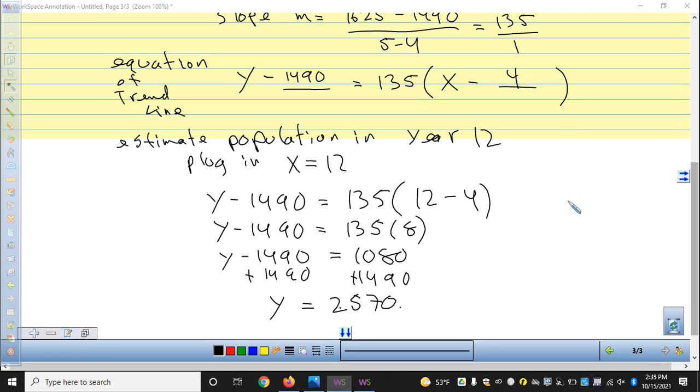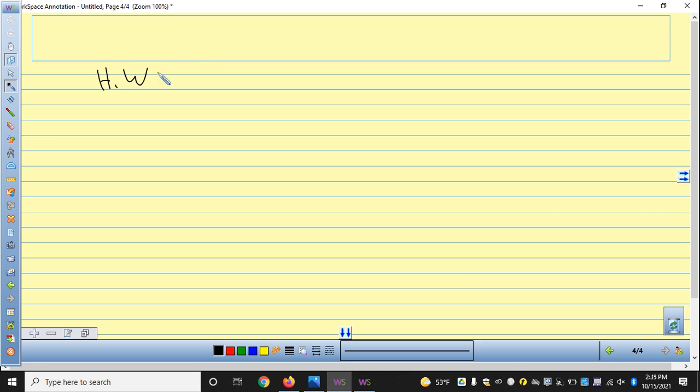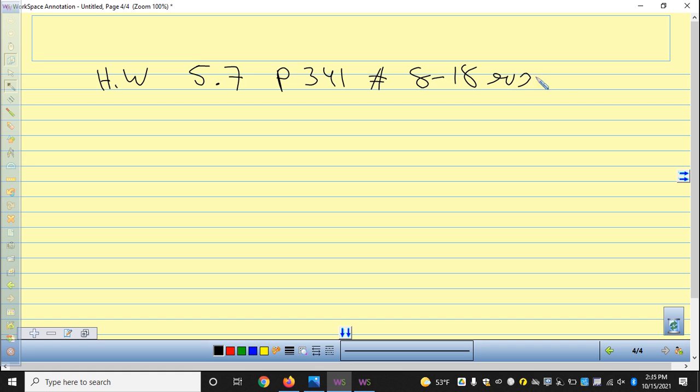All right, questions? Okay. Our homework. This is section 5.7, page 341, A through 18 either. Now, not all of these problems are finding the equation of the trend line. Some just ask you, is it positive correlation, negative correlation, or no correlation? Some just ask you, are these things related? I think just one of the problems asks you to find the trend line and make a prediction.